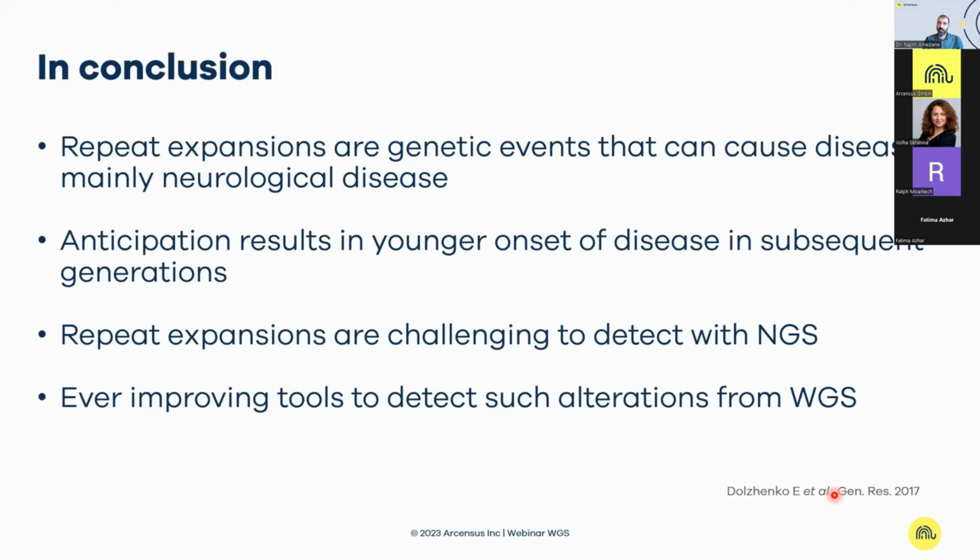And this may change in the future once next generation sequencing uses long reads, because long reads have the possibility to sequence across repeat expansions, and therefore these expansions would be easier to detect. And since there are ever-improving tools to detect such alterations from NGS, it is important to include repeat expansion analysis in molecular diagnosis as a routine approach, to avoid missing diseases that are caused by repeat expansions.